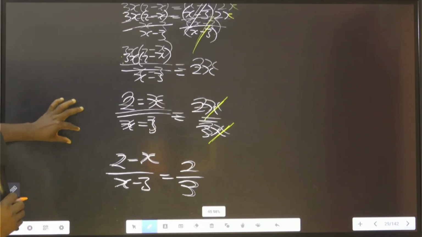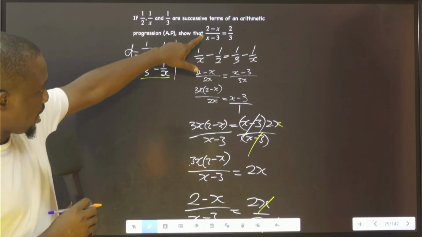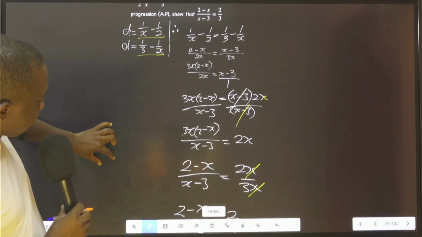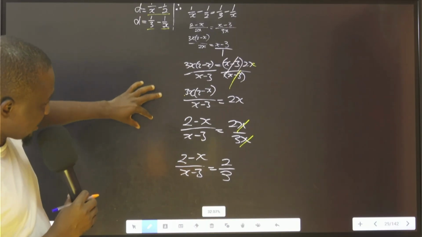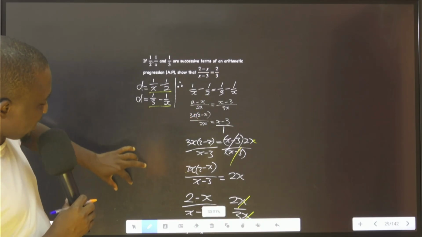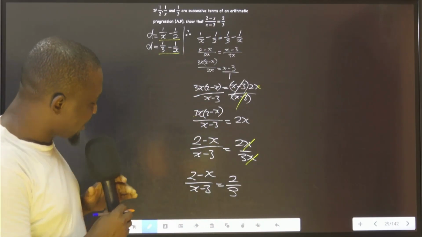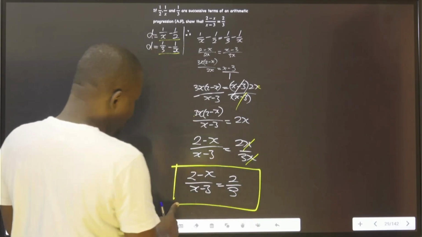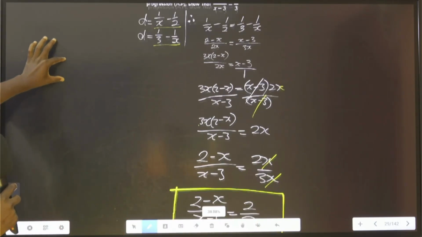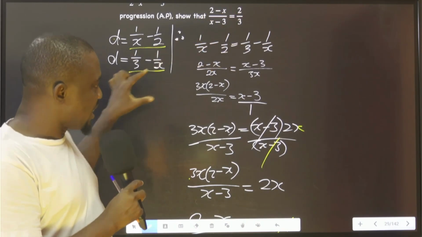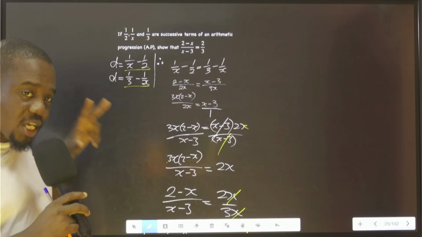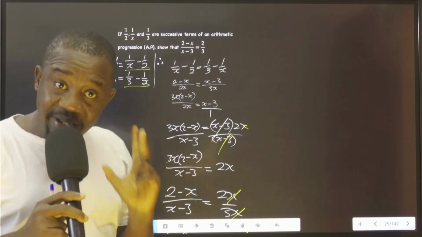If you go back now, you agree with me? 2 minus x, 2 minus s, s minus 3, s minus 3, 2 over 3, 2 over 3. So this has been what? Proved. Okay? We have shown that what? This is equal to this, following this, just calculating the common difference. Okay?